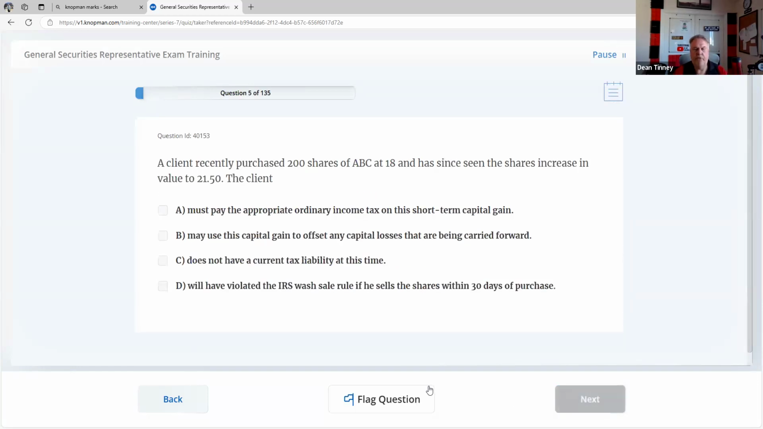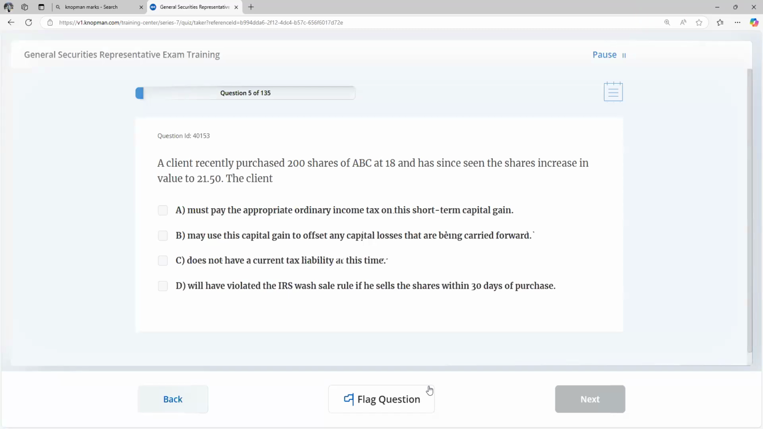A client recently purchased 200 shares of ABC at 18 and has since seen the shares increase in value to 21.50. I'm just going to multiply 200 by 18 first, which is 3,600. A client purchased 200 shares of ABC at 18 and has since seen the shares increase to 21.50. The client must use this capital gain to offset any losses, does not have a current tax liability. She doesn't have a current tax liability at this time because she hasn't sold anything. Exactly right.